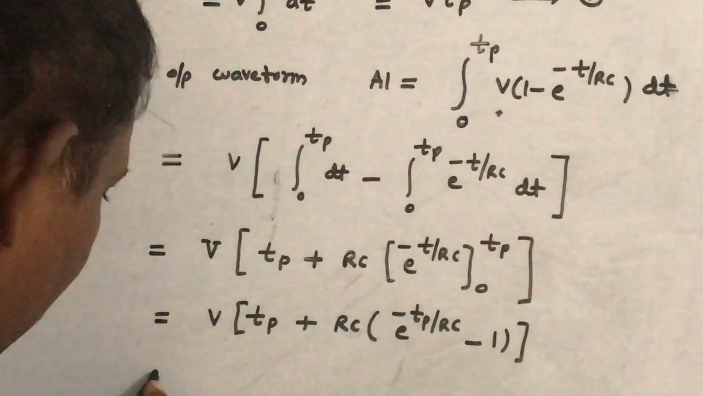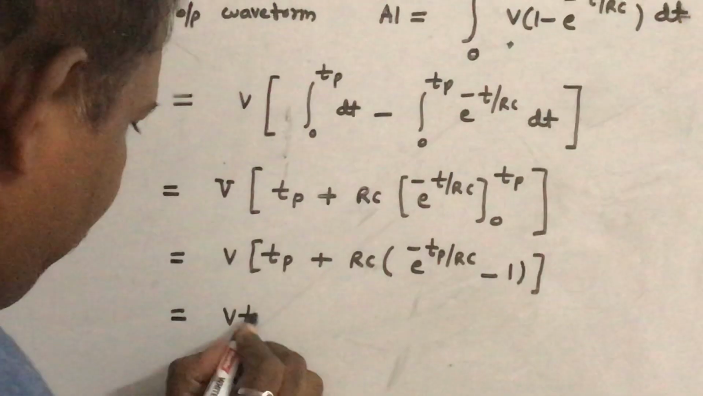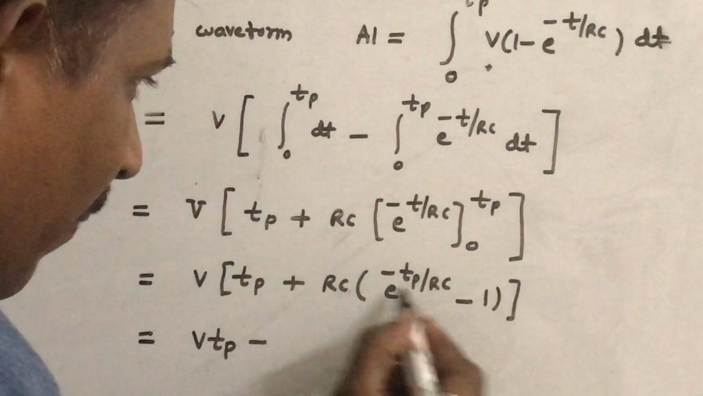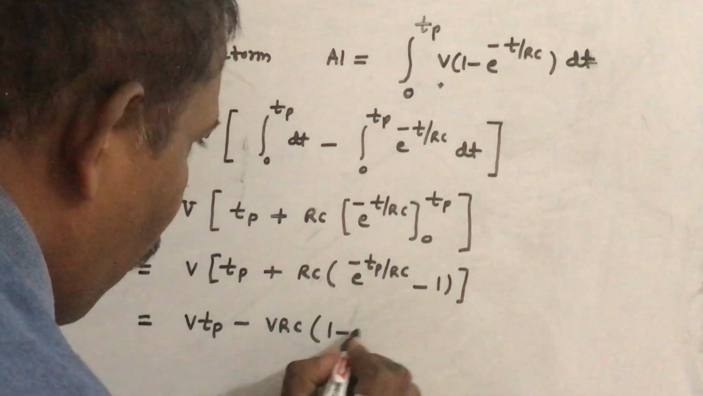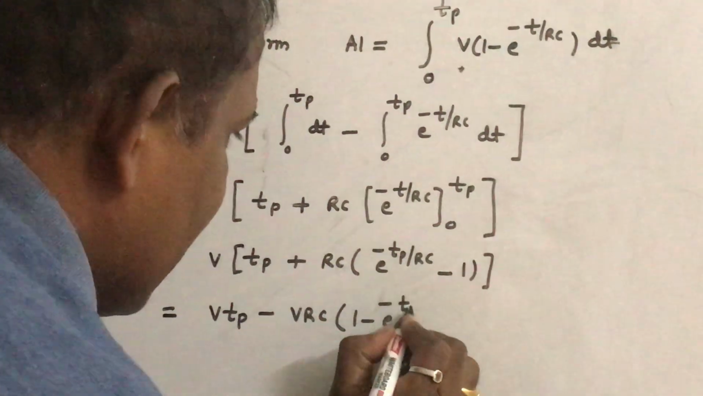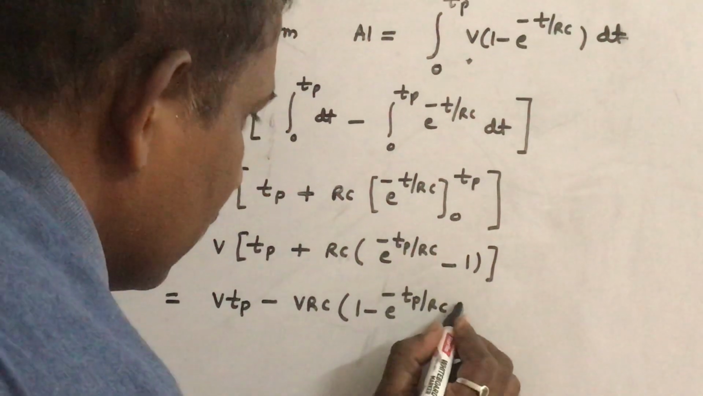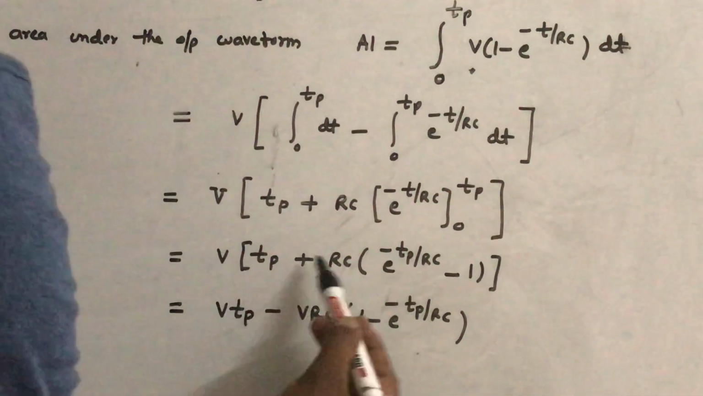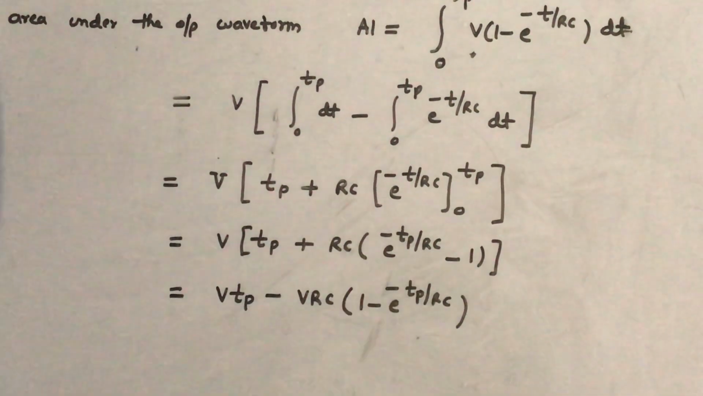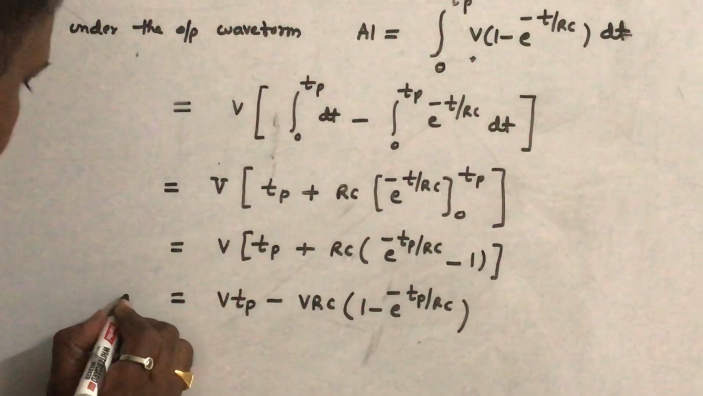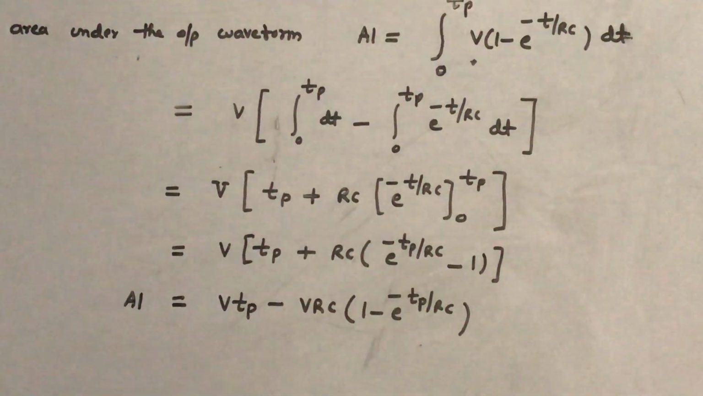So rearrange these terms. I am rearranging terms. V Tp, take minus as common, so I am writing it as minus VRC into 1 minus e power minus Tp by RC. So you can get that minus VRC, minus into plus. So this is the area under the output waveform A1.